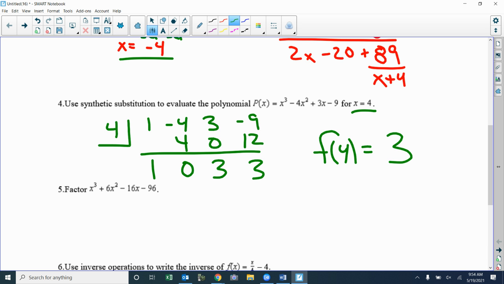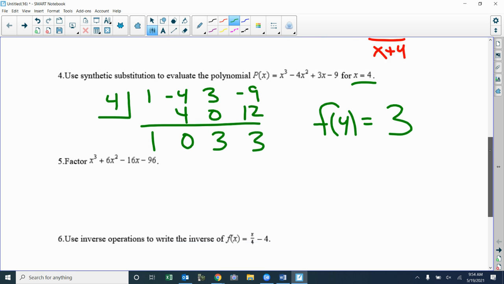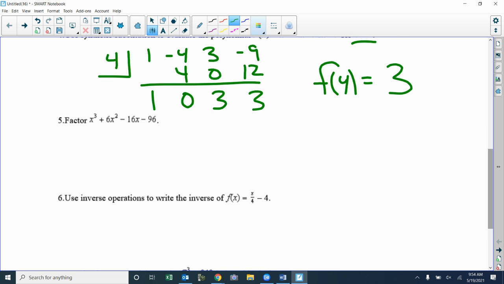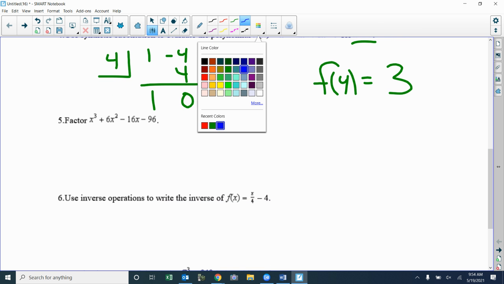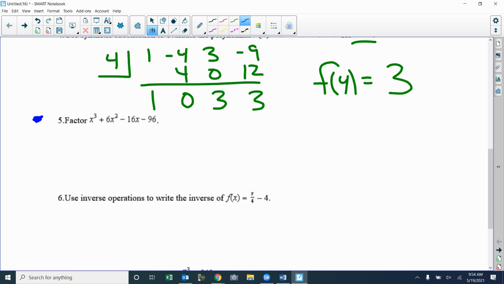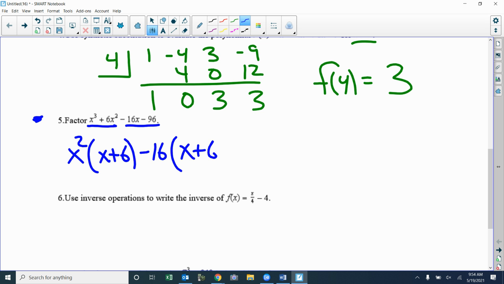Backdoor. Okay, this is one of those grouping ones, so you might want to make a note to yourself. When you see the word factor, sometimes things can go, but this is a grouping. We're going to take these first two terms, get x squared. We'll be left with x plus 6. Take these second two terms, take out -16, and again, we're left with x plus 6. So make yourself a note on number 5. It's going to be a grouping.